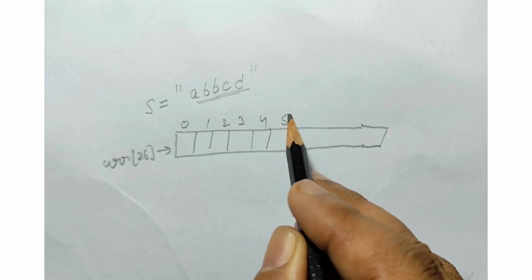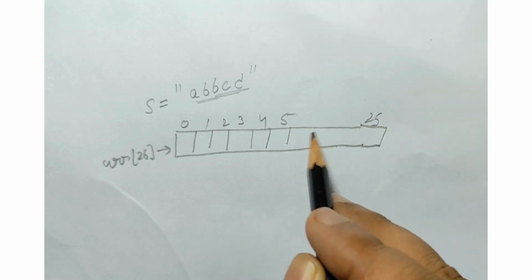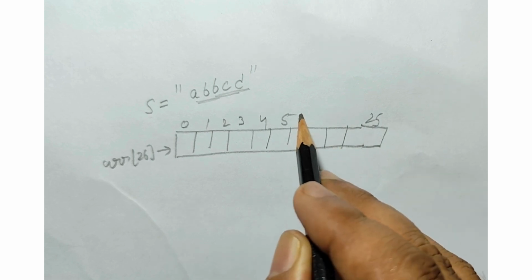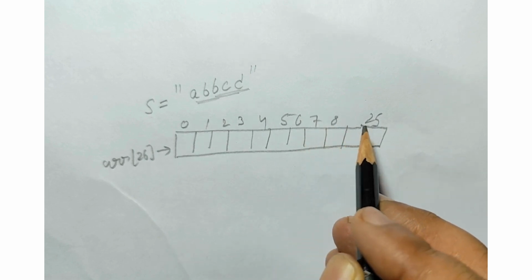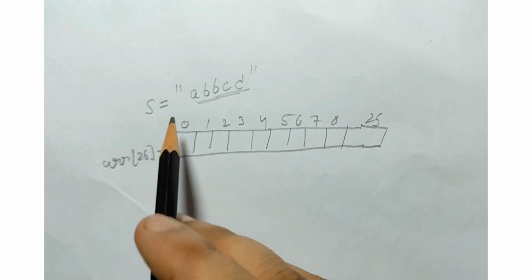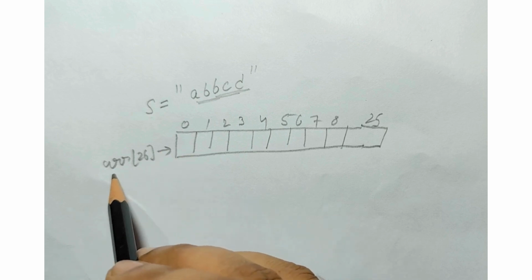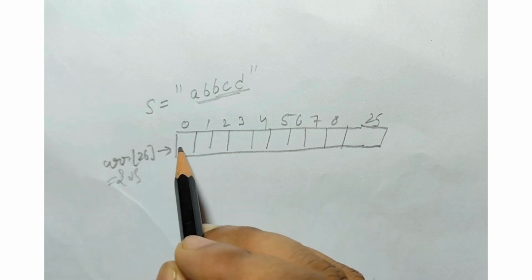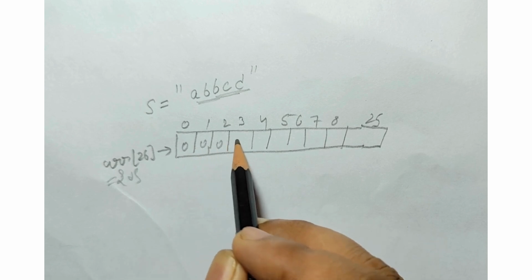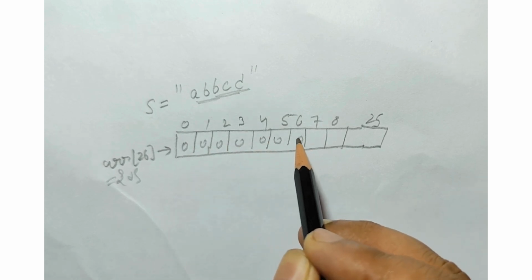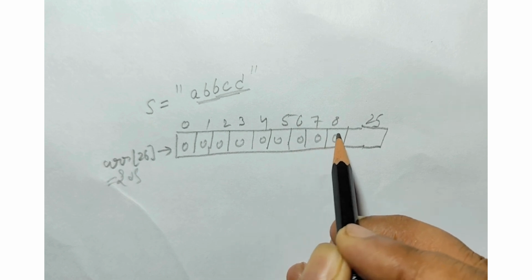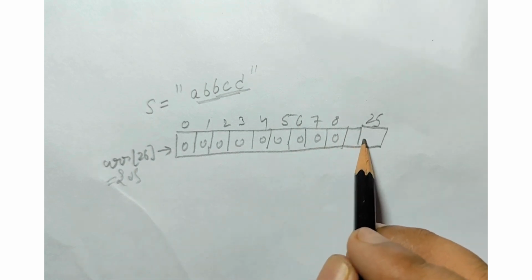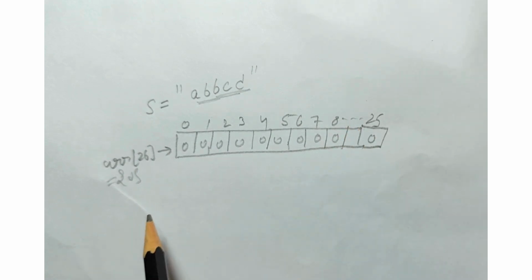Indexes 0 to 25. Initially, at the starting time, I initialize this array with value 0, so all values are 0, because at the starting time the frequency of each character is 0.